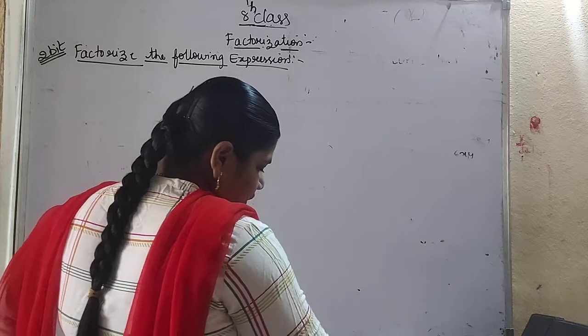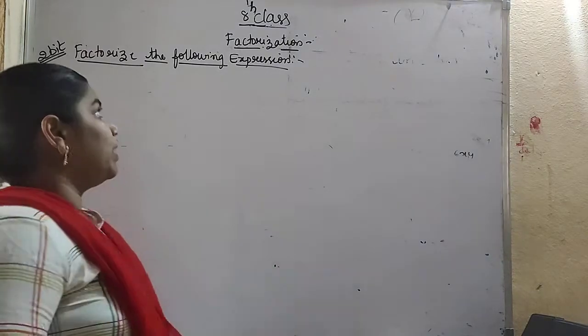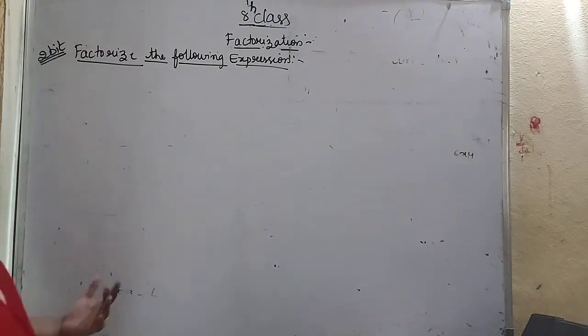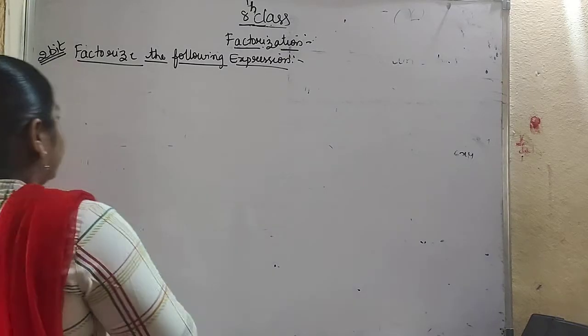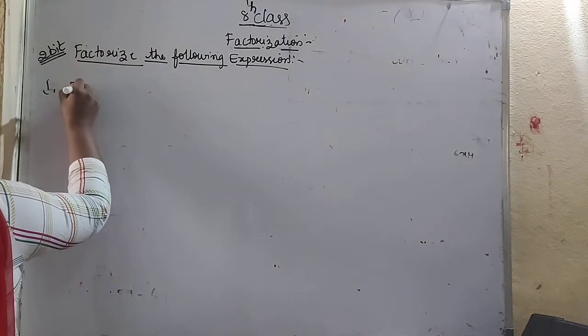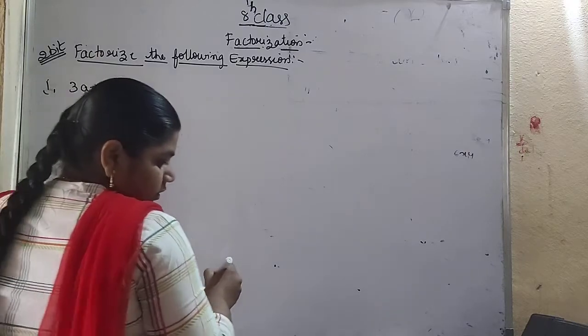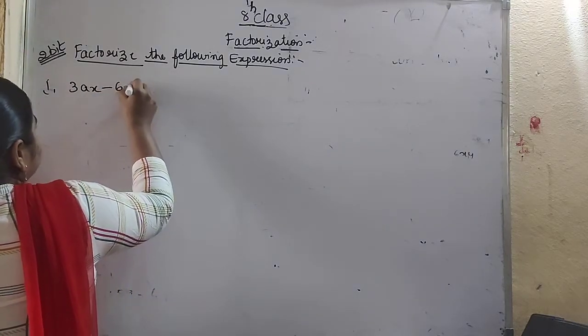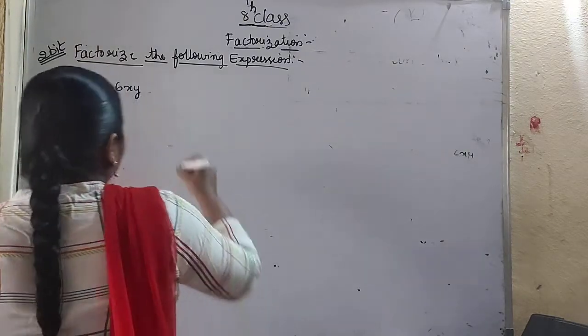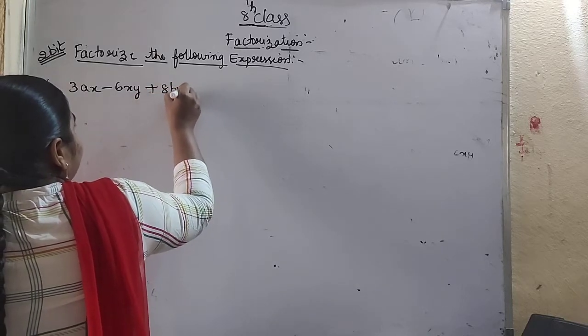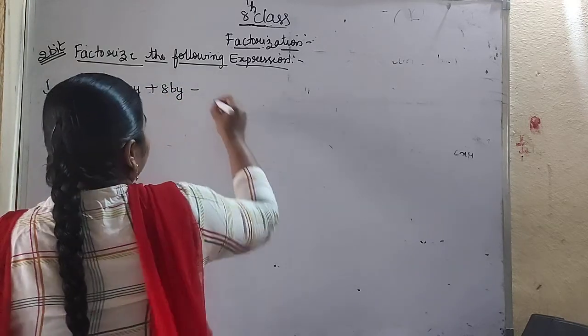So what is the last bit? Factorize the following. Again we have to factorize the following given expression. So in that the first one is 3ax minus 6xy plus 8by minus 4ab.